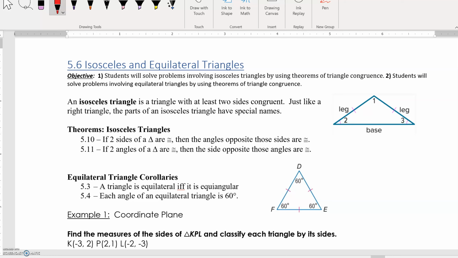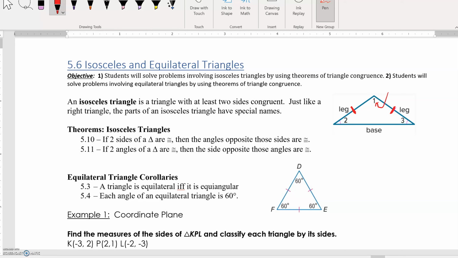Okay, this lesson is on isosceles and equilateral triangles. So recall an isosceles triangle has at least two congruent sides, and the sides that are congruent are called the legs. The third side is referred to as the base.